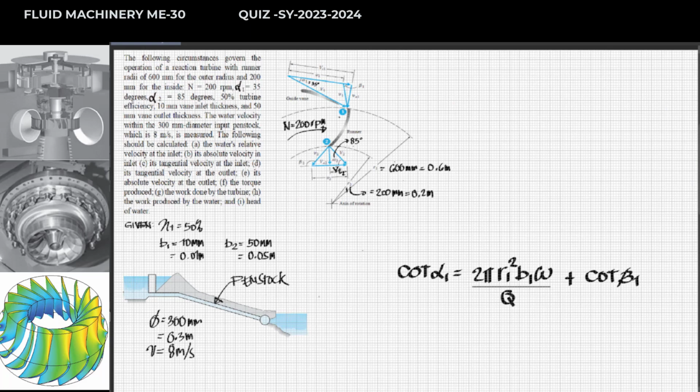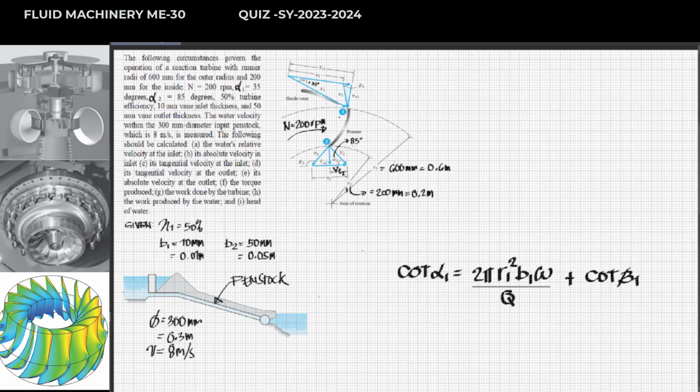Now, from the previous lecture, I have already derived the following arrangement of the equation. So we have here the cotangent of alpha 1, which is this angle, and this is equal to 2 pi r1 squared times the thickness of the vane and the angular velocity, all divided by the volume flow rate, plus the cotangent of beta 1. So that will be the angle of your relative velocity mixed with the tangential velocity of the fluid.